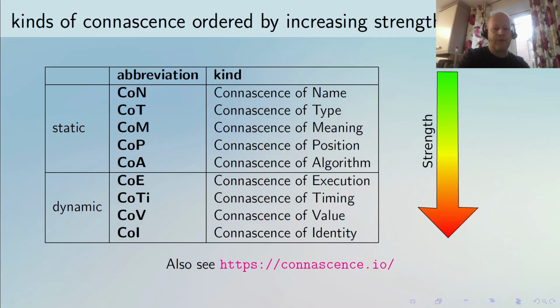There are different types of connascence in software. Here's a list of the different kinds of connascence ordered by increasing strength. In terms of static connascence, there's connascence of name, connascence of type, connascence of meaning, connascence of position, and connascence of algorithm. There are also dynamic kinds of connascence, which are connascence of execution, connascence of timing, connascence of value, and connascence of identity. For more information, you can also go to connascence.io, or a more recent website about it.